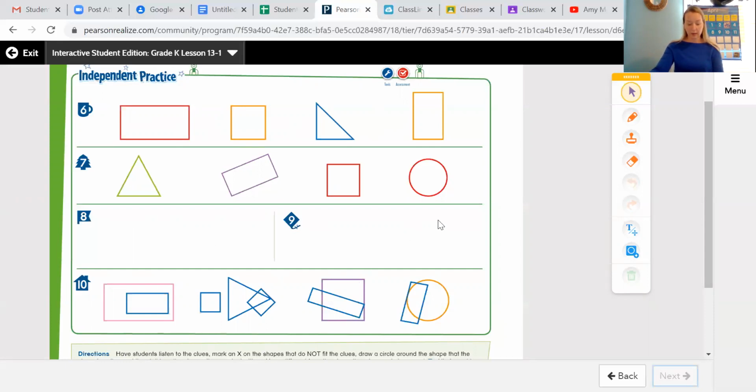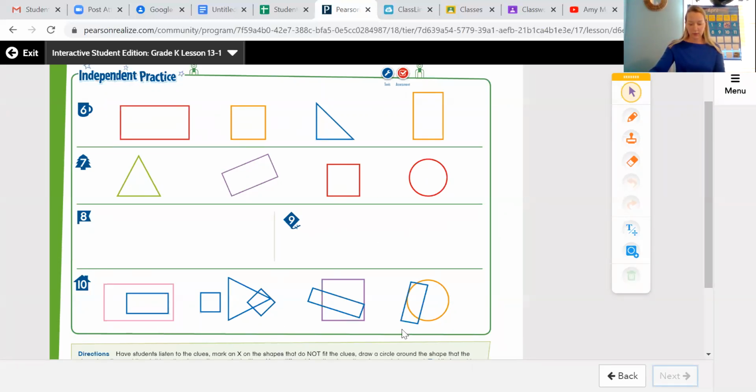All right, number 9. This one's going to be a little bit trickier. It says, draw a shape with 4 sides and 4 vertices that is not a square or a rectangle, and then explain what it is and why it is not a square or a rectangle. This one might be a little bit tricky for you, but you can do it. Let me read it one more time. Draw a shape that has 4 sides and 4 vertices that is not a square or rectangle, and then explain what it is and why it's not a rectangle or a square.